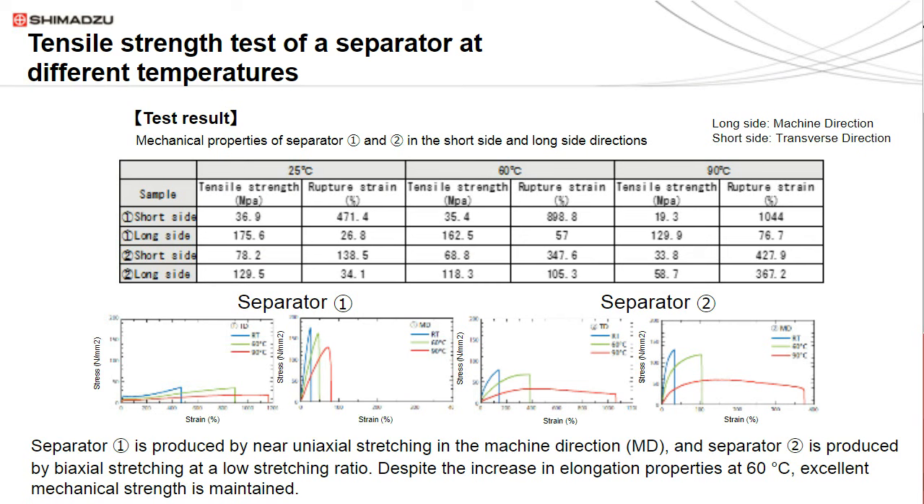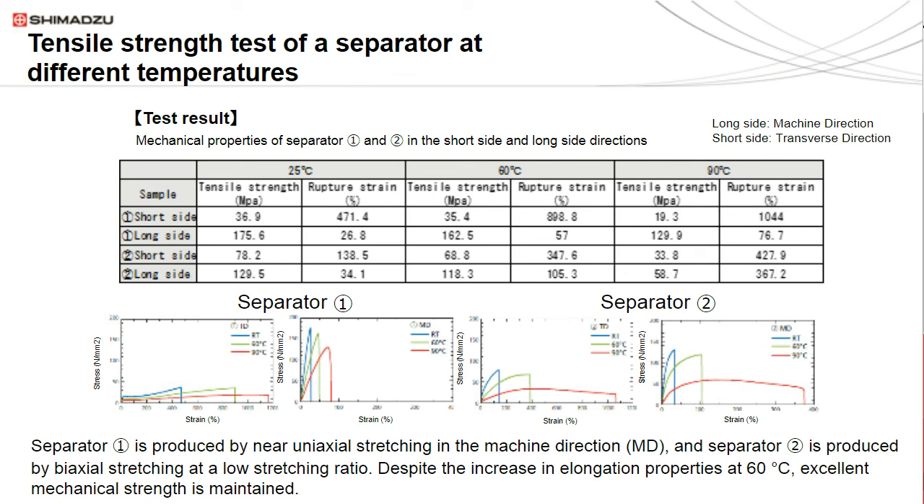This slide shows the results of the strength and elongation at failure for the 2 separators at various temperatures. As I mentioned, these types of films are typically manufactured by extruding and stretching the film as it's produced. This direction of stretching along the length of the film is referred to as the machine direction, and the width is referred to as the transverse direction.